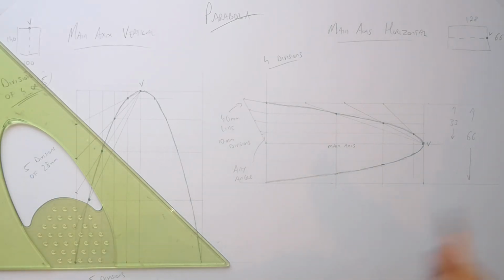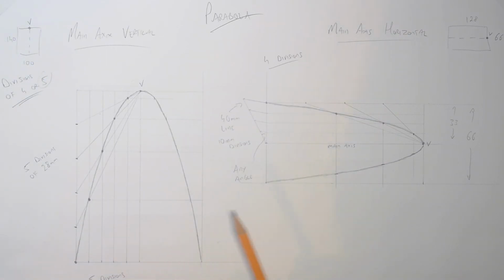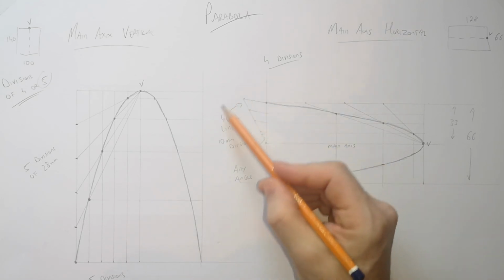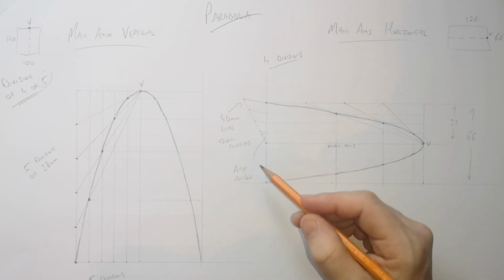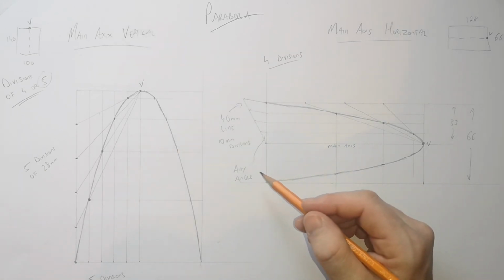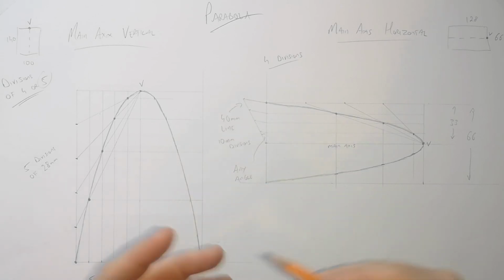All right, and there we have it. Parabola with the main axis vertical, parabola with the main axis horizontal, and our little technique here to divide things up if we can't get an even division. Do not be tempted to try and use decimals. 32 divided by 4 is 8.25, but it gets messy.